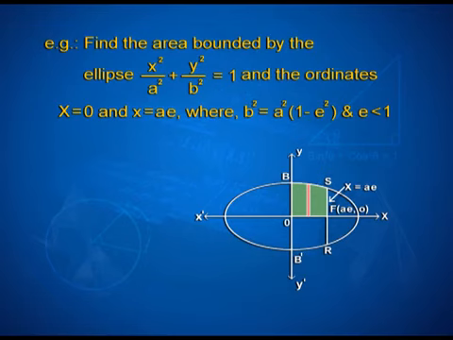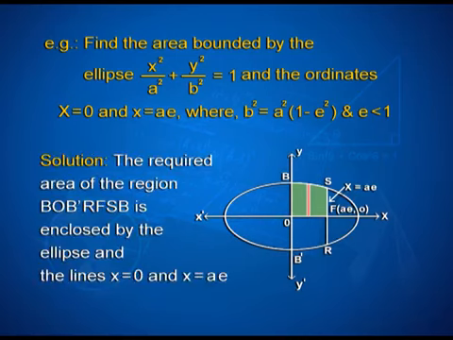Now, another example here. Find the area bounded by the ellipse x squared upon a squared plus y squared upon b squared is equal to 1 and the ordinates x is equal to 0 and x is equal to ae, where b squared is equal to a squared into 1 minus e squared and e is less than 1. For the solution, the required area of the region BOB'RFSB is enclosed by the ellipse and the lines x is equal to 0 and x is equal to ae, which is shown in the figure here.